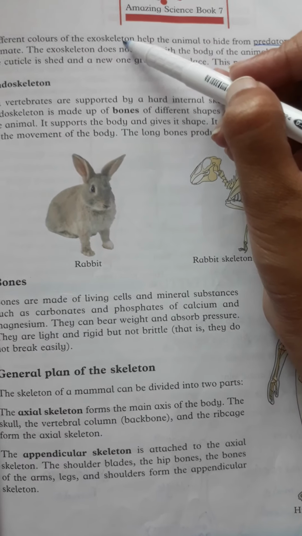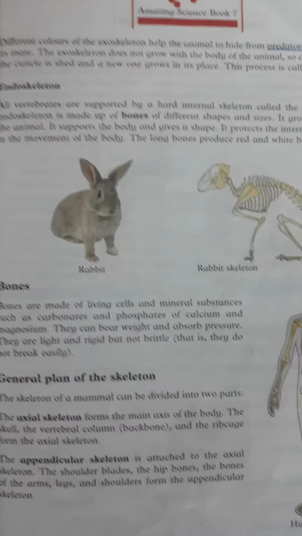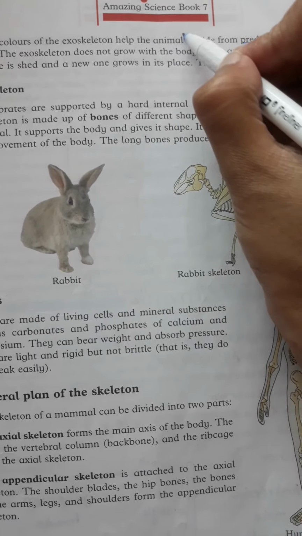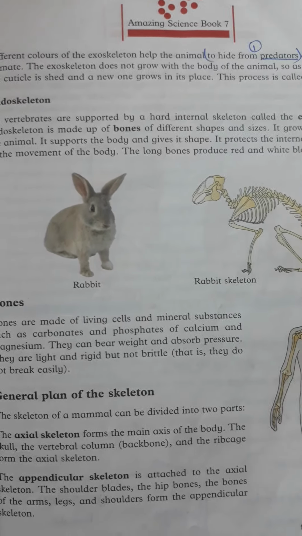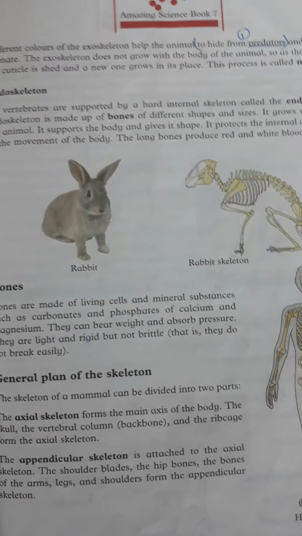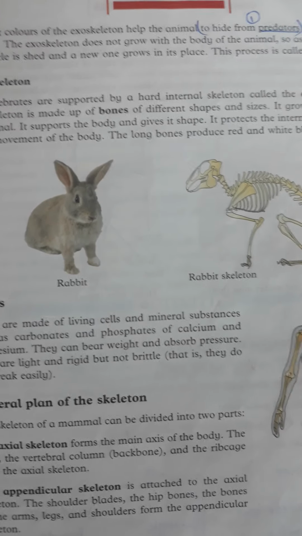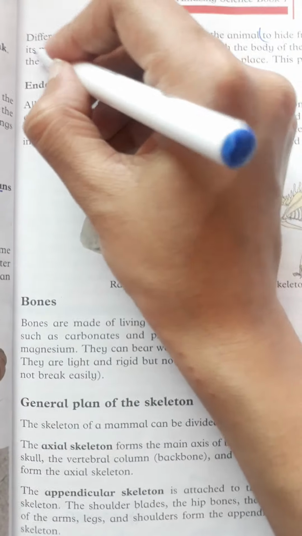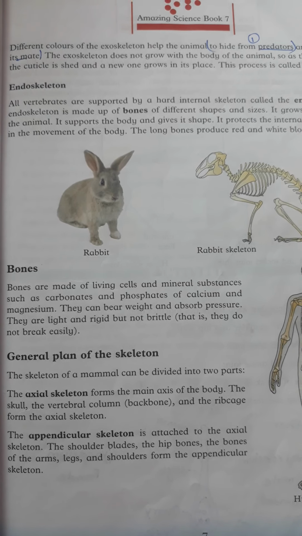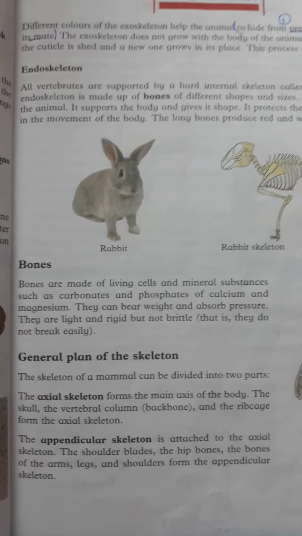Different colors of the exoskeleton. Exoskeletons have different colors, and the function of different colors of exoskeleton is to hide from the predator. Number 1, the different color of the exoskeleton enables the insect to hide from the predator, to save themselves from the predator, and to attract the mate. Mate are the opposite gender. Their different color of the skeleton enables the insect to attract its opposite gender for reproduction.